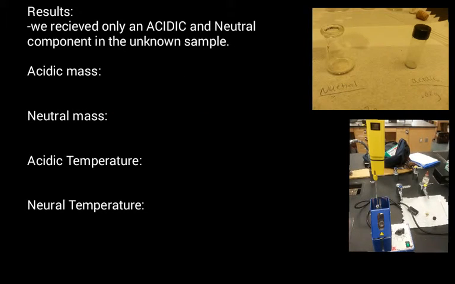Results. We received only an acidic and neutral component in the unknown sample. Here is the neutral that we found, and here is the acidic component that we found in our unknown substance. The acidic component had a mass of 0.089 grams. The neutral component had a mass of 0.0842 grams.